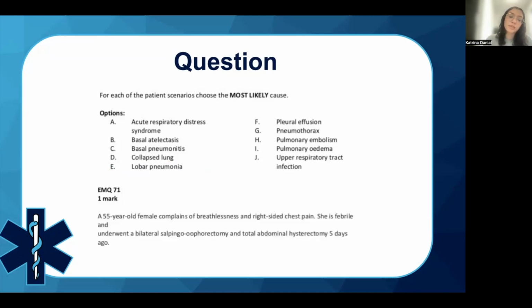A 55-year-old female complains of breathlessness and right-sided chest pain. She's febrile and she underwent, so this is basically a surgery to remove the tubes and the ovaries, in case you haven't heard of that before, and a total abdominal hysterectomy, so to remove the uterus, 5 days ago. Have a think about what this is.